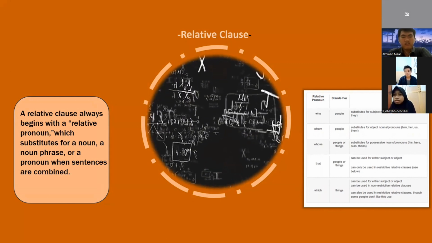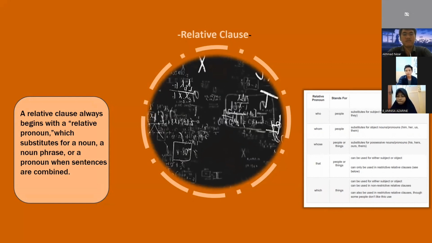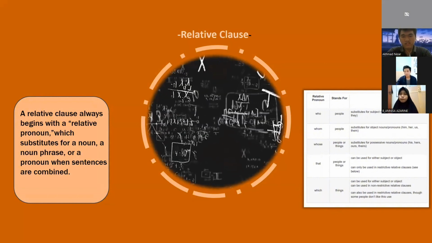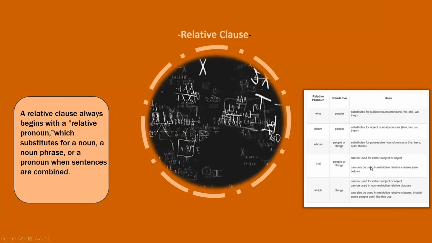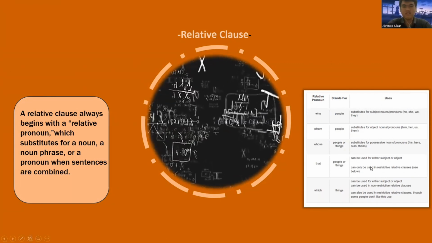Okay, so there are 5 relative pronouns. The first one is who. It stands for people, usually used to substitute for subject nouns or pronouns, which are he, she, we, and they. The second one is whom. It stands for people. It is usually used to substitute for object nouns or pronouns like him, her, us, and them.